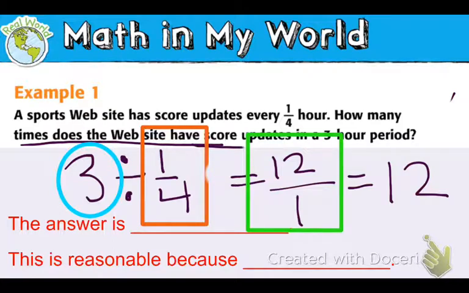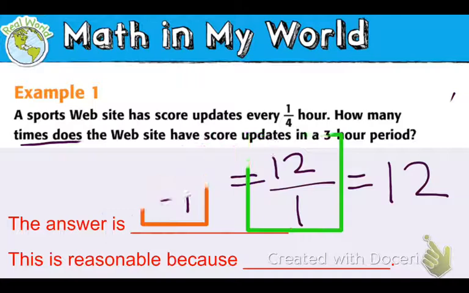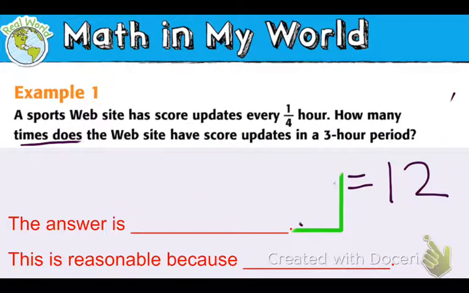Now I've got to see if it's reasonable. How many times does the website have score updates in a 3-hour period? Well, the answer is 12. I think it's reasonable because when I divide 3 as a whole number into 1/4, then I get 12. I can multiply to check. If there's 4 in every hour, let's see, 4 times 3 is 12. So it makes sense that 1/4 of the total period of time would be 12. I can go ahead and move on. I have the right answer.